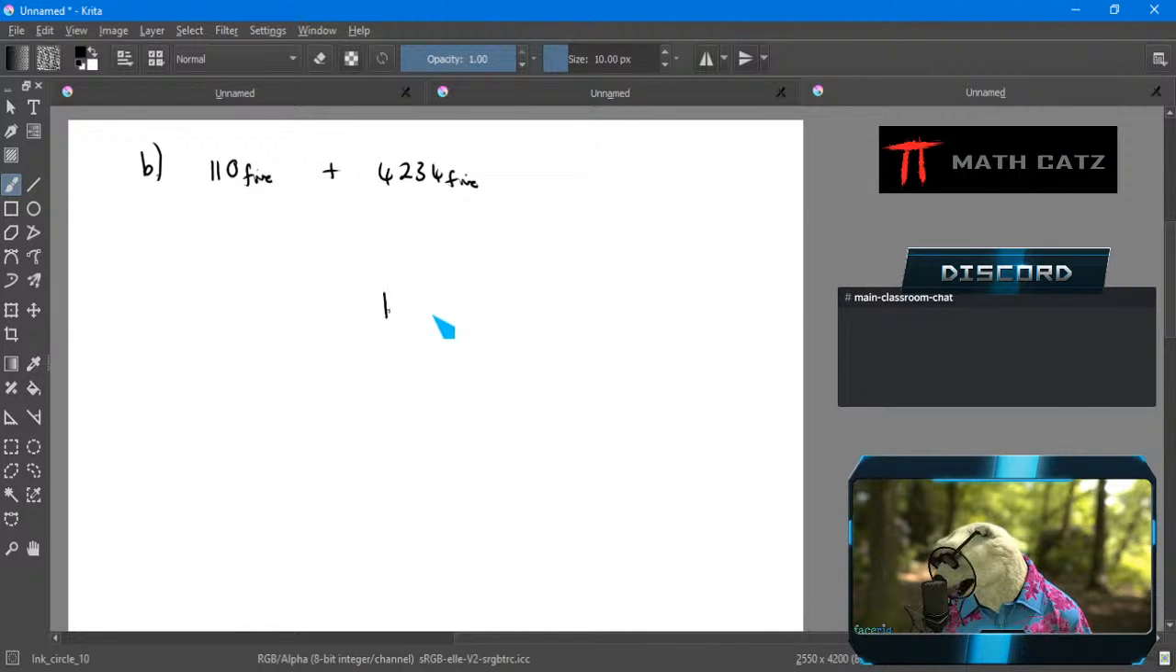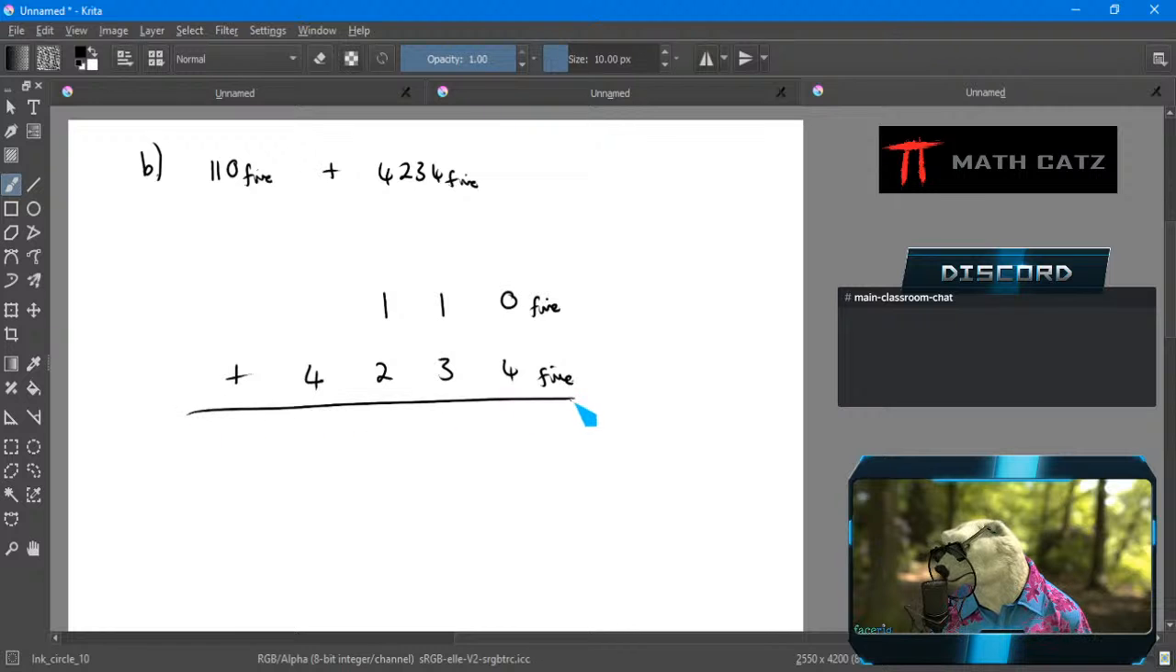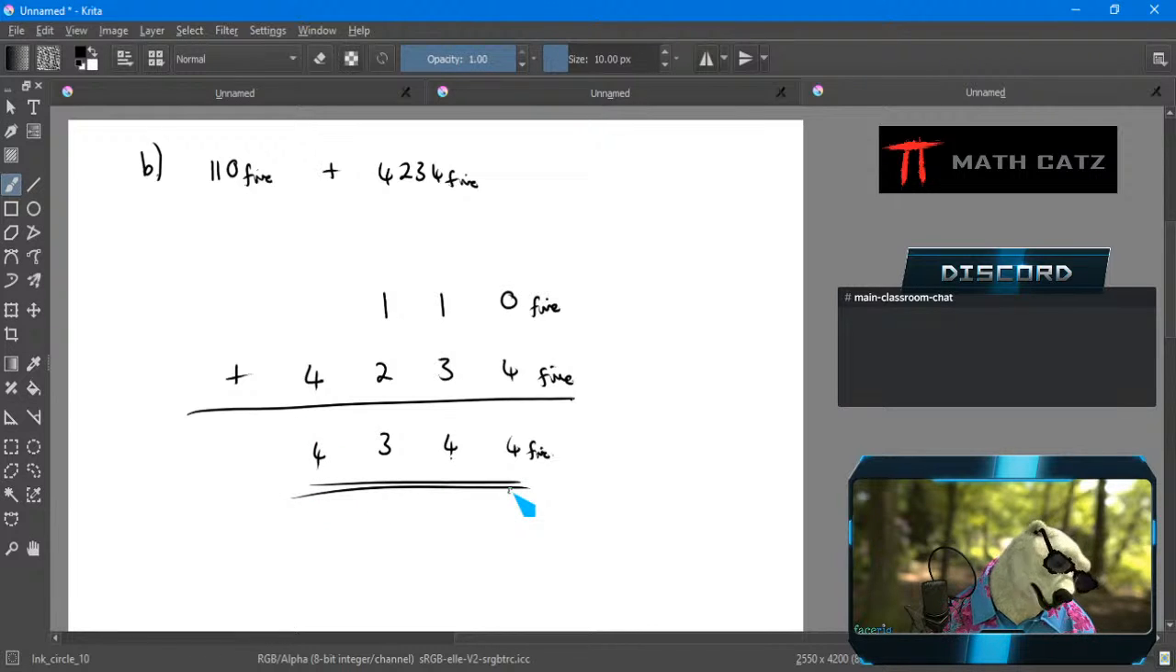So I line it up. 1, 1, 0 plus 4, 2, 3, 4. My 5-word becomes a little scribble, but the idea is there. Now I'm adding. 1's column, 0 plus 4 is 4. Next column, 1 plus 3 is 4. Oh, wow, this is way too easy. I should not even have done this. Next column, 1 plus 2 is 3. Next column, 4. Wow. So best case, there's nothing to carry over, and it's very, very straightforward.